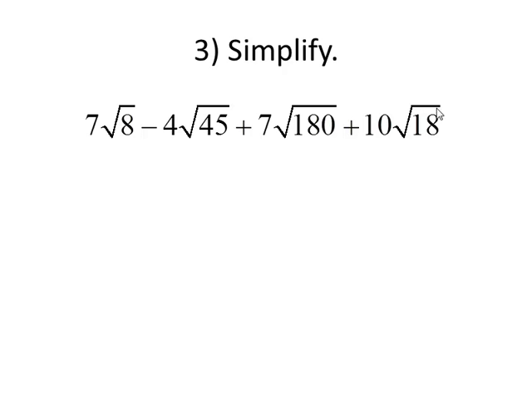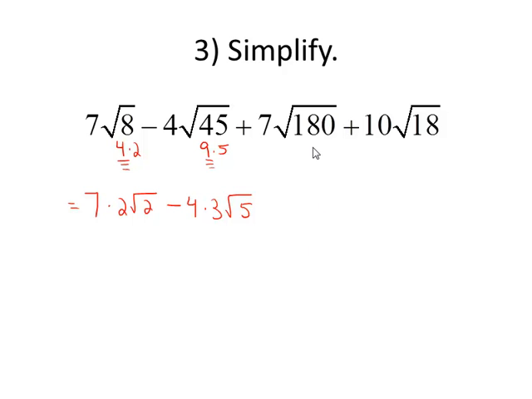But in this next example, notice that none of these radicals are like radicals. However, they can all be simplified. Since 8 is the same as 4 times 2, and we know the square root of 4 is 2, I can rewrite this as 7 times 2 square root of 2 minus 4. 45 is the same as 9 times 5, and I know the square root of 9 is 3, so I can change square root of 45 to 3 square root of 5.